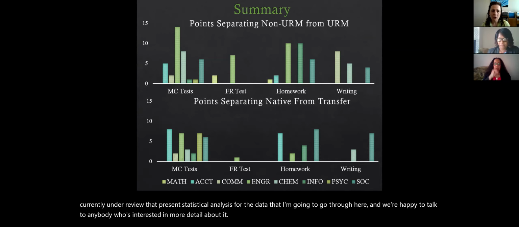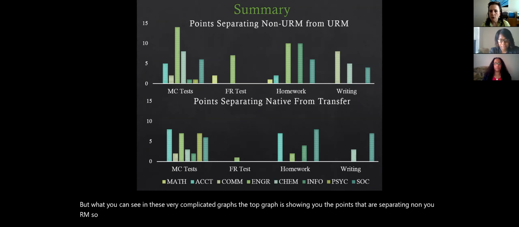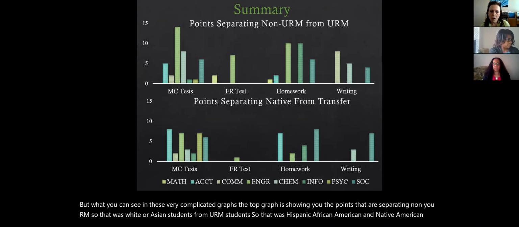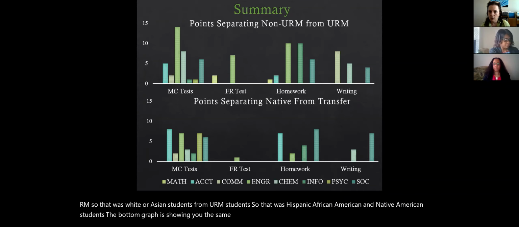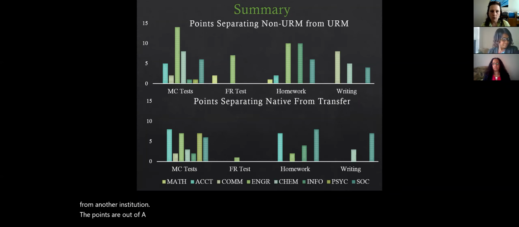But what you can see in these very complicated graphs, the top graph is showing you the points that are separating non-URM, so that was white or Asian students, from URM students, so that was Hispanic, African American, and Native American students. The bottom graph is showing you the same thing, points separating within those assignments, but now Native students refers to students who began their education at UNC Charlotte, and transfer students refers to students who transferred from another institution. The points are out of 100 because you'll recall that we converted all points into percentages.